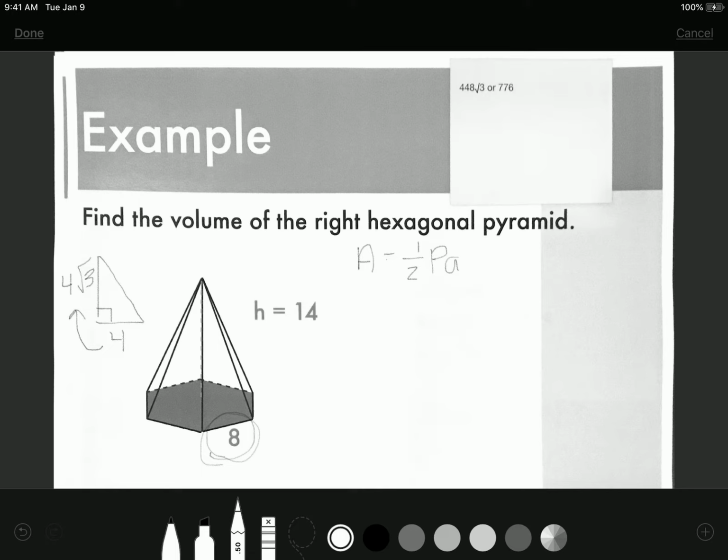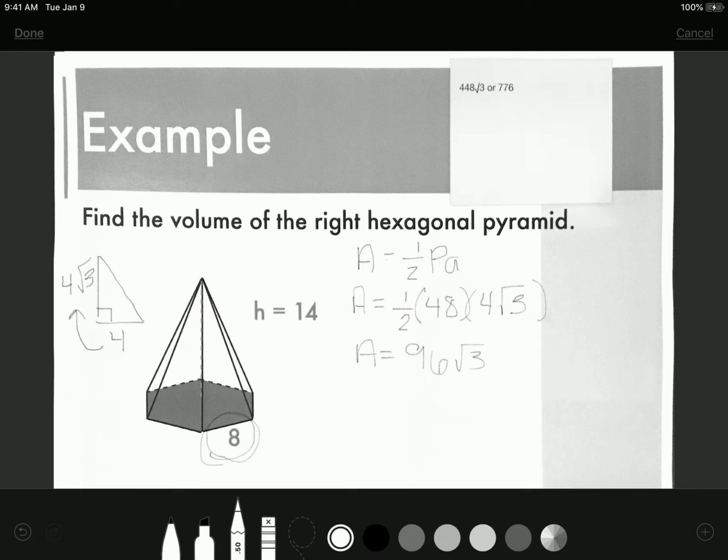So area equals 1/2 times 48 times 4 root 3. Right? Now, half of 48 is just 24, and 24 times 4 is 96. I'm going to leave the square root of 3 in there. Doesn't hurt to leave it in there.